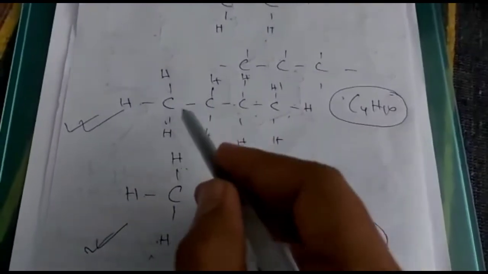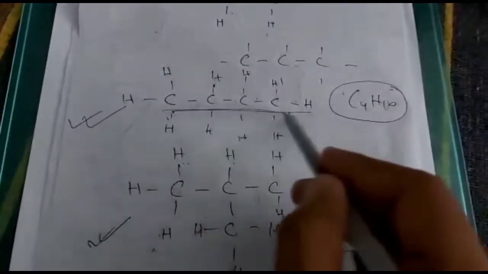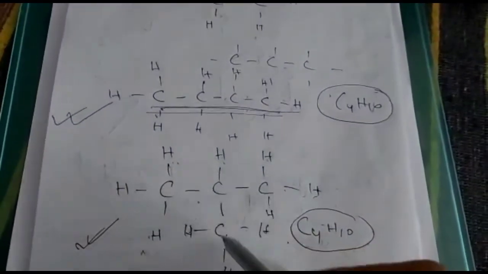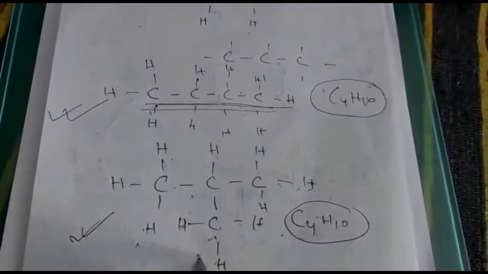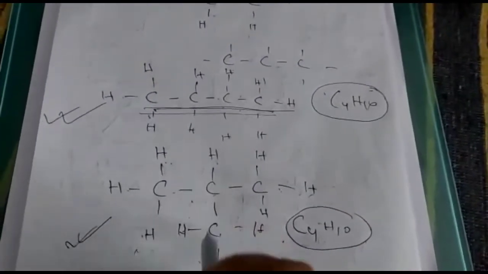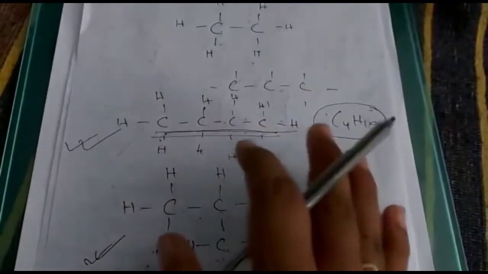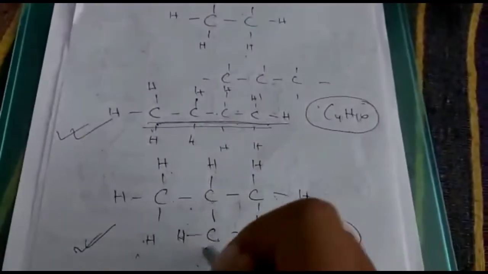Okay. Here it is a straight chain structure. All 4 carbons are arranged in a straight chain. But here it is a branched structure. 3 carbons, and one more carbon, the 4th carbon, is branched with the 2nd carbon. So this property is known as isomerism. So isomerism means the molecular formula is the same but the structure is different.